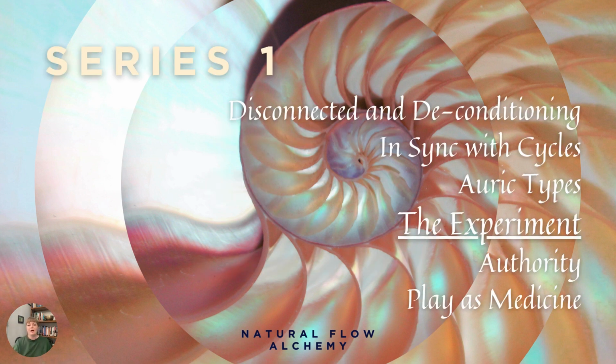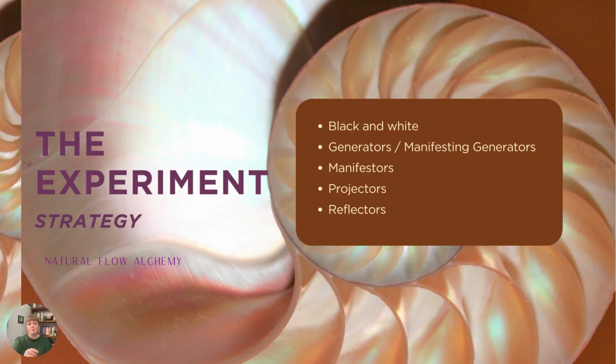Today we're talking about the experiment. We're going to get into the strategy of the human design system. We're going to talk a bit about black and white. We're going to talk about all of the types, the generators, manifestors, projectors, and reflectors, their unique strategies and how to experiment with it.